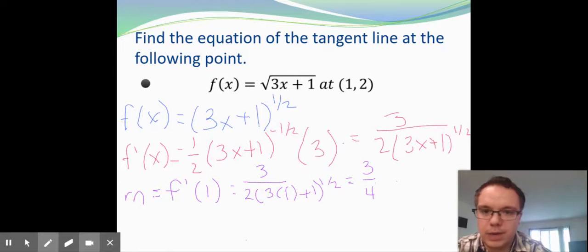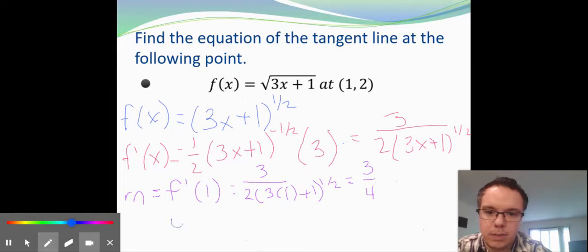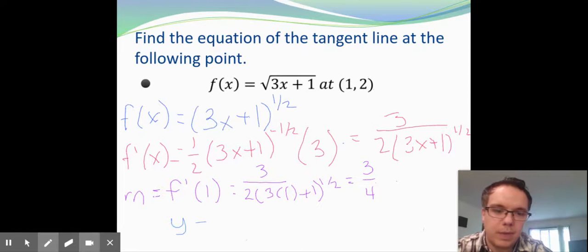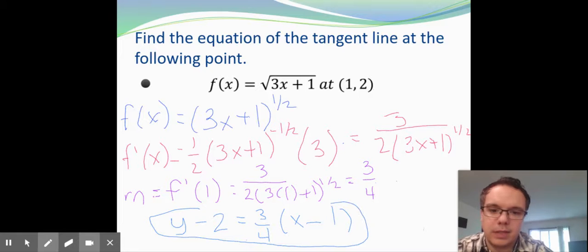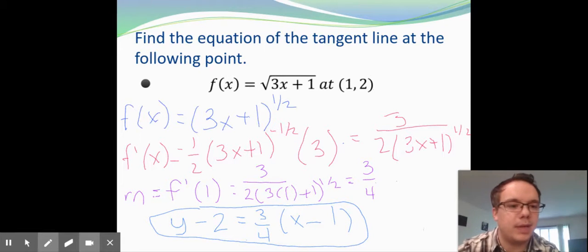So our equation of our line then is going to be y minus our y coordinate, which is 2, equals our slope, which we found to be 3/4, times x minus our x coordinate, which is 1. So the equation of our tangent line there is y minus 2 equals 3/4 of x minus 1.